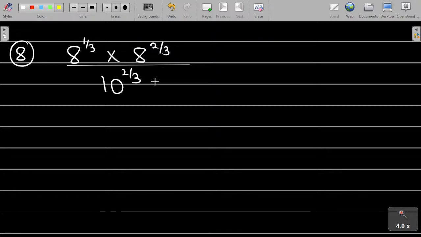Okay, so we have 8 to the power of 1 over 3 to be multiplied by this. So what do you do? By law of indices, you recall that a to the power of n multiplied by a to the power of m is the same thing as a to the power of n plus m. So we apply that here. That will get us 8 to the power of 1 over 3 plus 2 over 3.